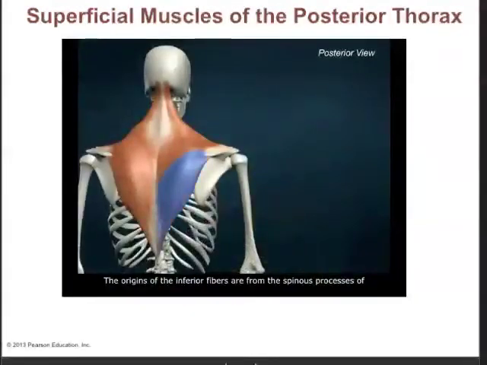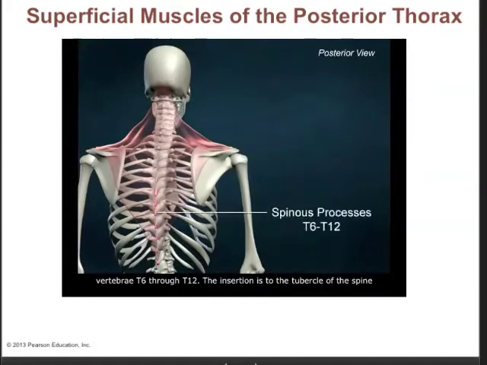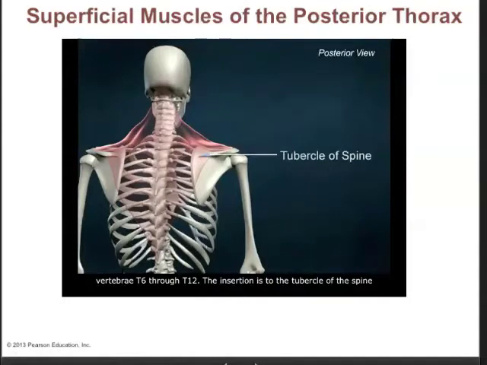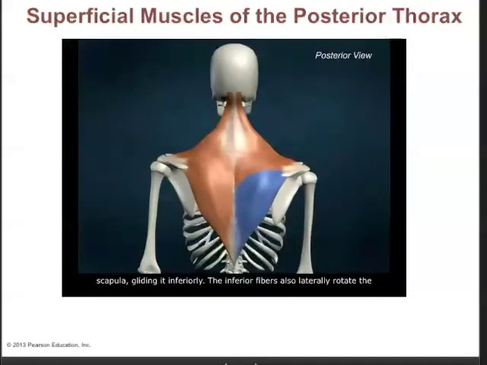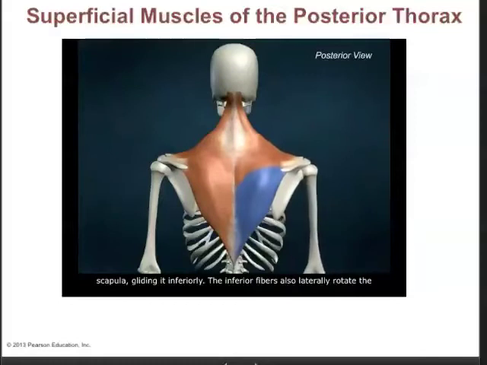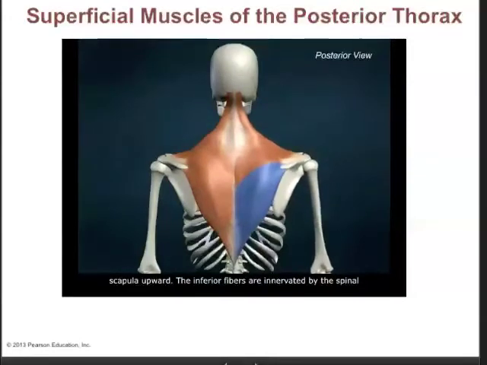The origins of the inferior fibers are from the spinous processes of vertebrae T6 through T12. The insertion is to the tubercle of the spine of the scapula. With the origin fixed, the inferior fibers depress the scapula, gliding it inferiorly. The inferior fibers also laterally rotate the scapula upward. The inferior fibers are innervated by the spinal accessory nerve.